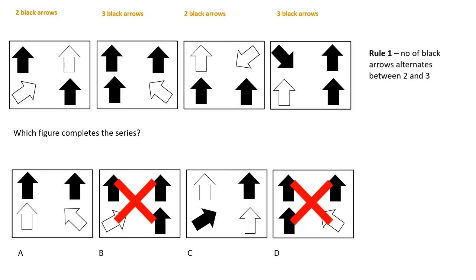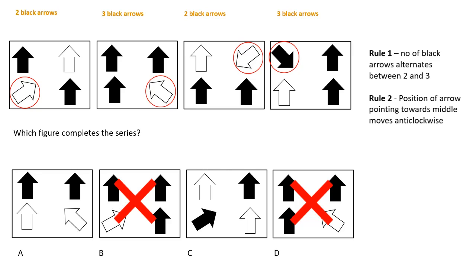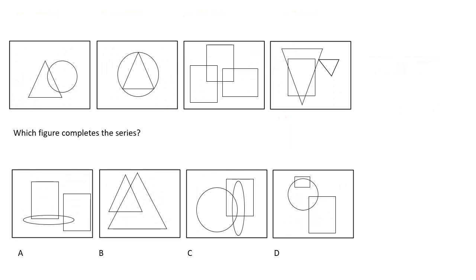And the second rule is that the position of the arrow pointing towards the middle moves in an anti-clockwise direction. So in the first figure it's in the bottom left, then it moves to the bottom right, then to the top right, and then to the top left. So we know that in the next figure the arrow pointing towards the middle should be in the bottom left, meaning that the correct answer is C. Now on to the next question. Again, I'll give you 20 seconds and then I'll go through the question.